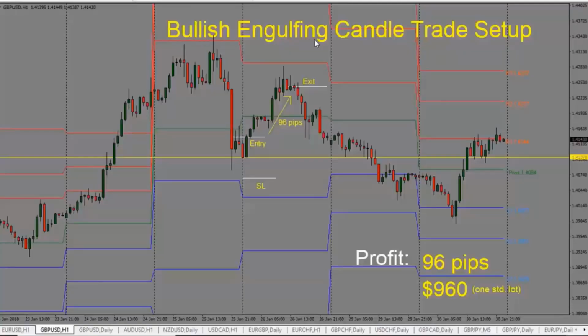We're looking at a bullish engulfing candlestick trade setup. This is the pound US dollar 1 hour chart. A bullish engulfing candlestick is where we see a big green candlestick here. In this case, as we can see, this candlestick is bigger than this previous candlestick. And if we were to place the green candlestick on top of this red one, it would engulf it completely. So that's what the bullish engulfing candlestick is. Basically, it engulfs the previous price action to the left of it.